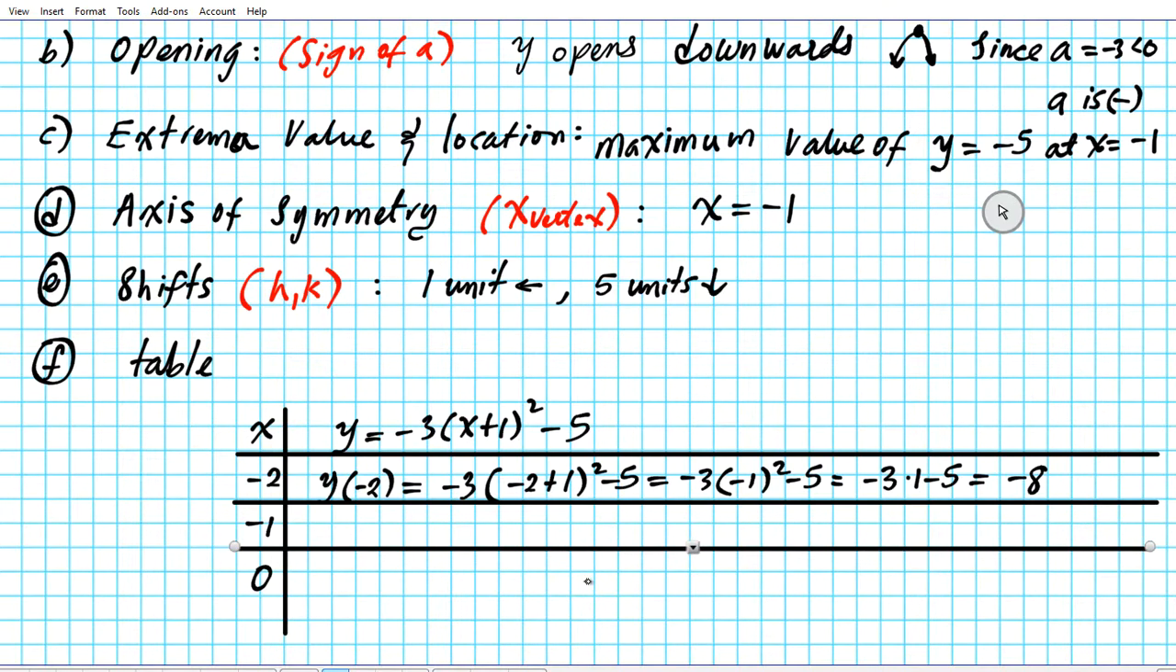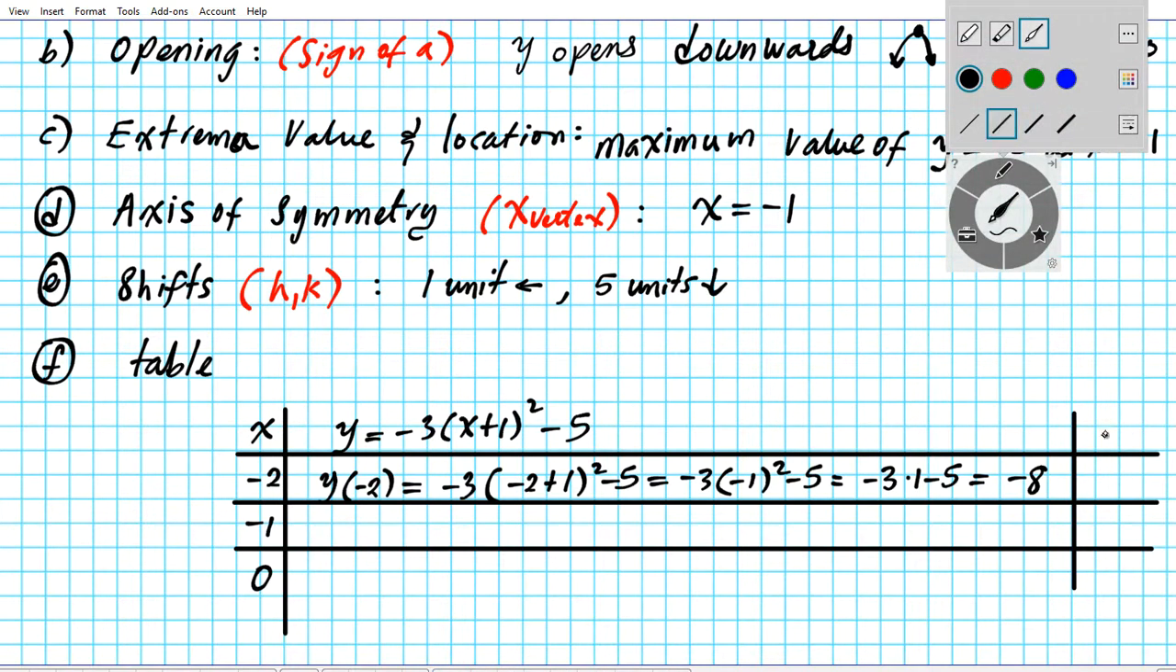Alright, so now the question is, what is our output value going to be when x is -1? Okay, so let's put that y is going to be -8 when x is -2. When x is -1, using the vertex, we automatically know that this should be -5. So we don't have to bother doing any work here since the vertex already showed us what it's going to be. So put a smiley face.